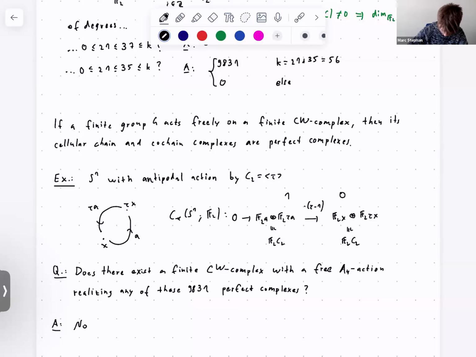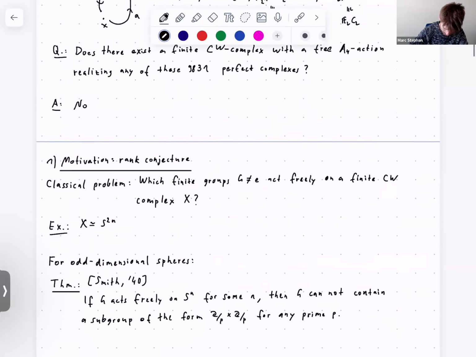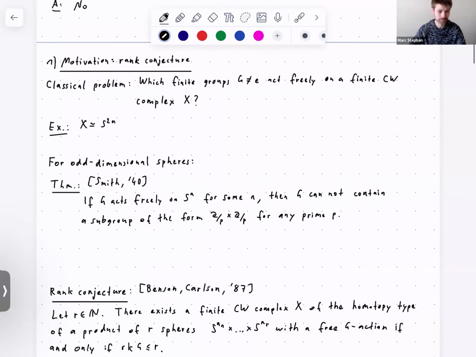All right. So let's continue a bit more with topological motivation. Namely, it comes from rank conjectures. And a classical problem is to ask which finite group can act on a sphere, on a product of spheres, or on a finite CW complex freely. And I want to exclude the trivial group because this always acts freely. For instance, if we look at a sphere of even dimension, then the only finite group that can act freely is the cyclic group of order 2.